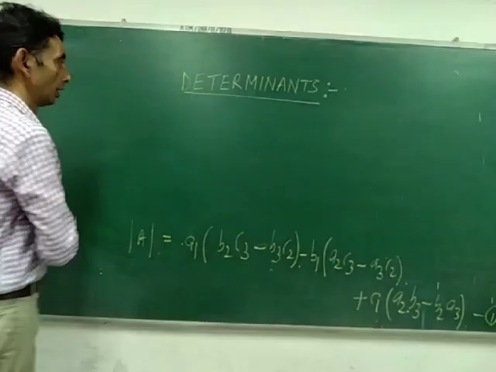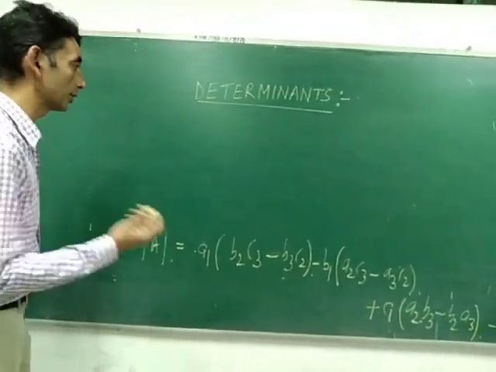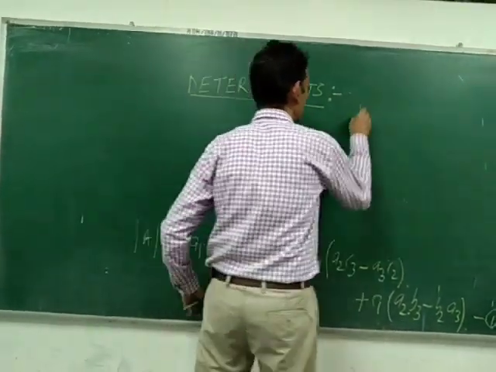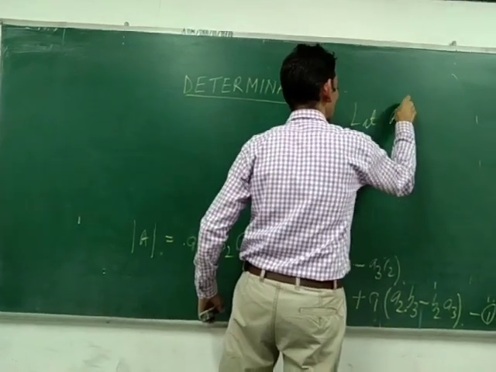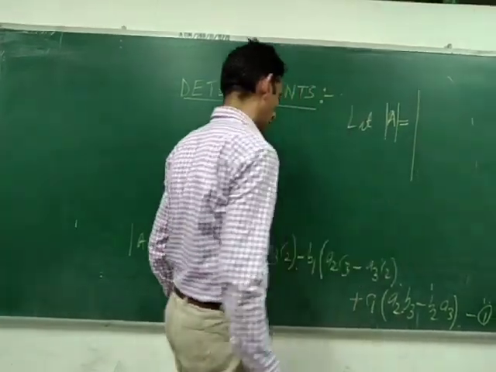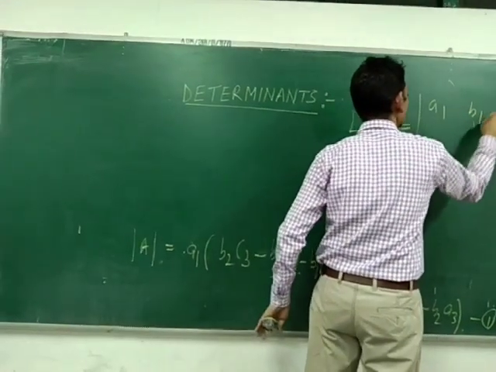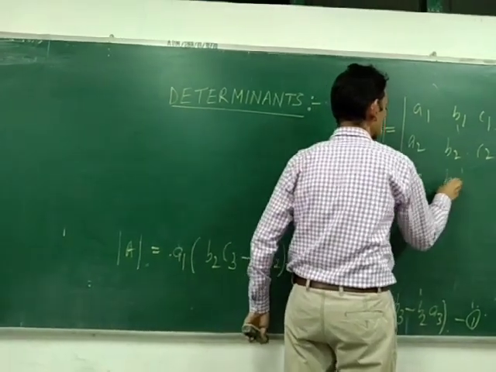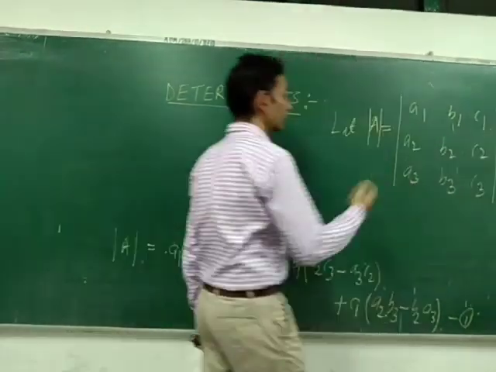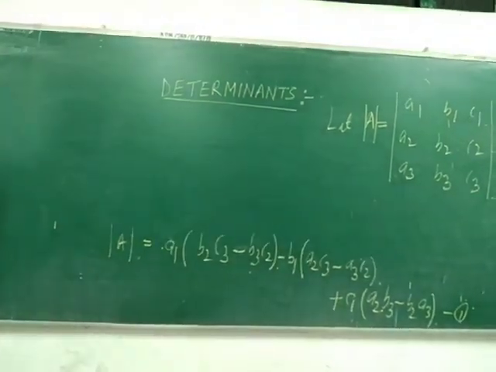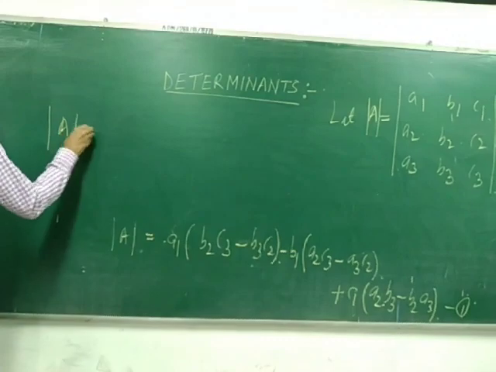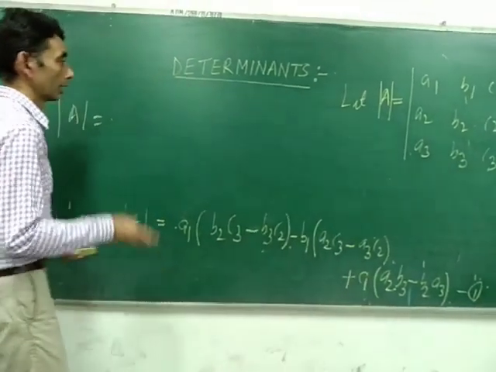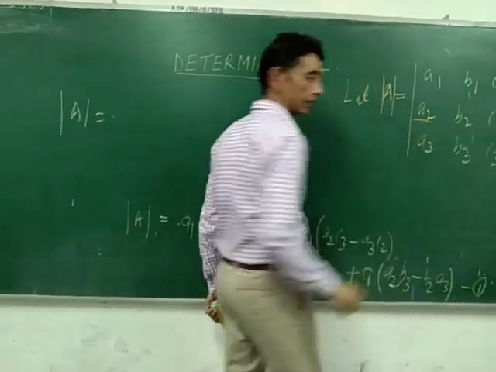If we take a determinant, and if we want to expand along the second row, let determinant A be A1, B1, C1, A2, B2, C2, A3, B3, C3. We want to expand this determinant along the second row. If we expand along the second row, we'll compute the value of this determinant with the help of these expressions.